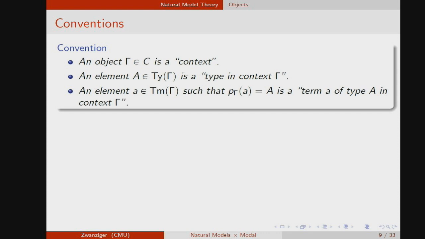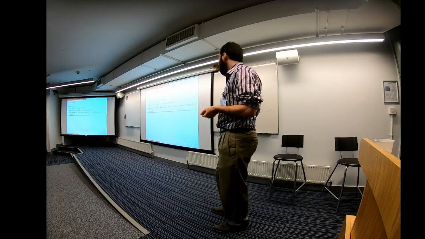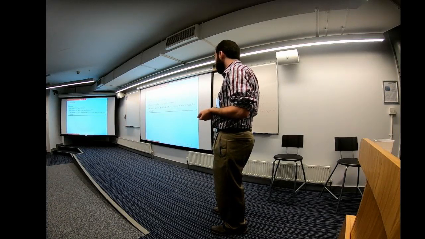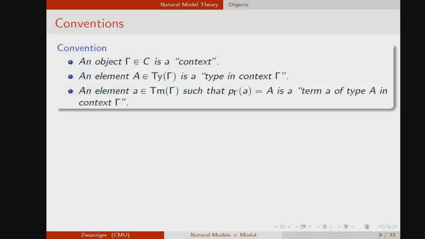So if you have an element A in Ty(Γ), so an element of this presheaf of types, you call that a type, and in this case, it would be a type in context Γ. And then if you have an element of the presheaf of terms at Γ, such that this P natural transformation assigns this little a to big A, we'll say that, okay, well that's a term little a of type big A in context Γ.